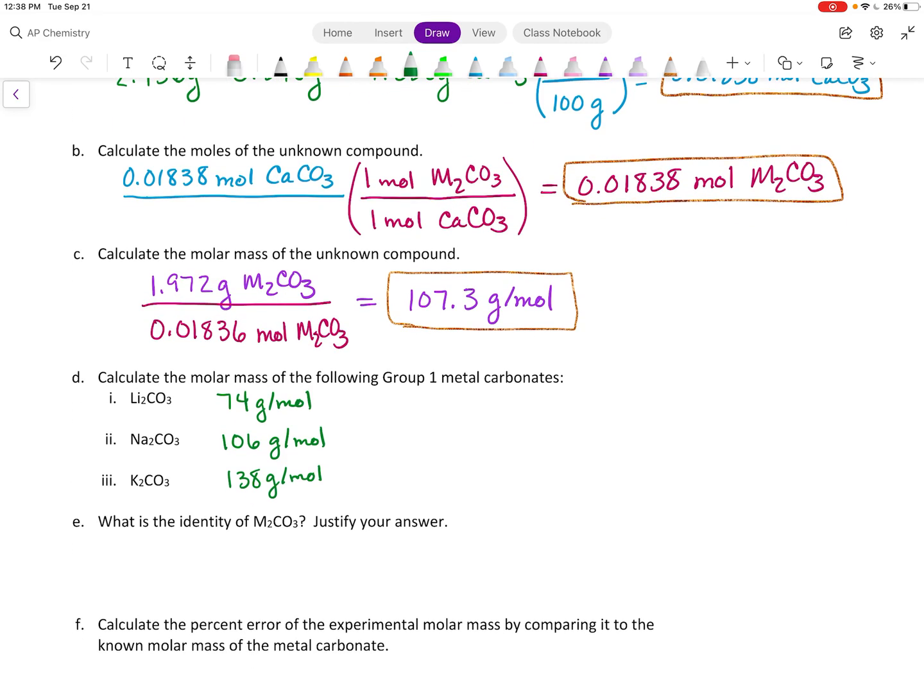Then it asks, what's the identity? Well, what's going to be the closest value? We have to compare what we got experimentally to the closest thing. And so that means it should be sodium carbonate, Na2CO3. And whenever you see justify your answer, you have to explain how you know that. So the experimental value was closest to the molar mass for sodium carbonate.